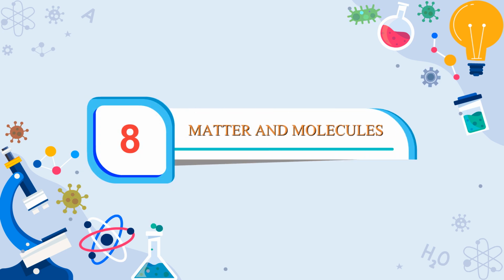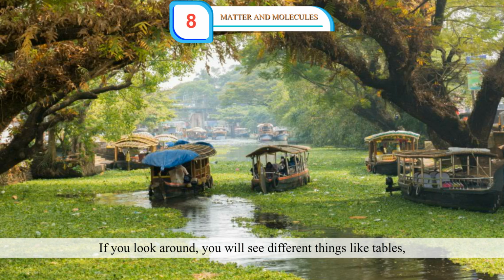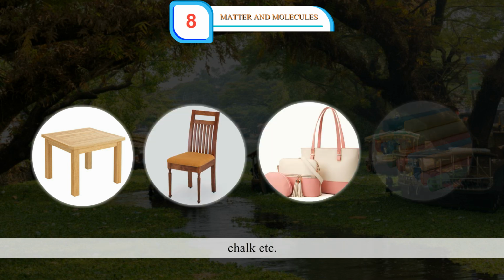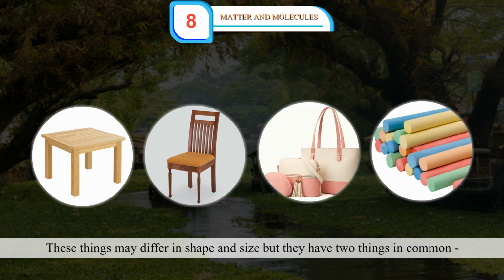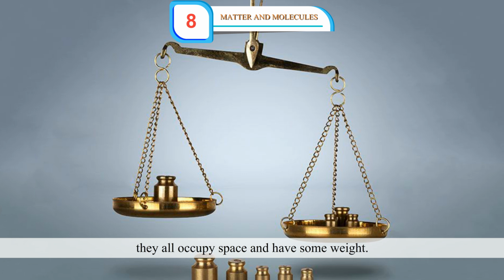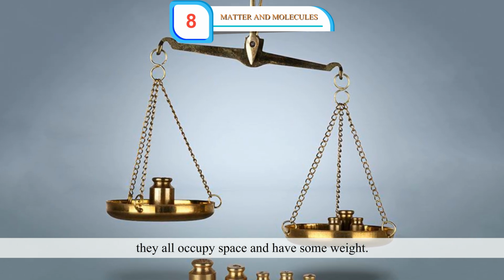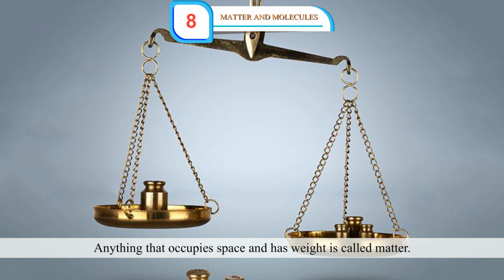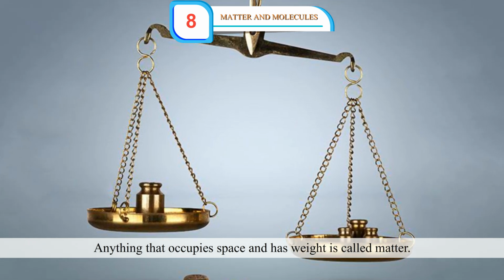Chapter 8: Matter and Molecules. If you look around, you will see different things like tables, chairs, bags, chalk, etc. These things may differ in shape and size, but they have two things in common. They all occupy space and have some weight. Anything that occupies space and has weight is called matter.